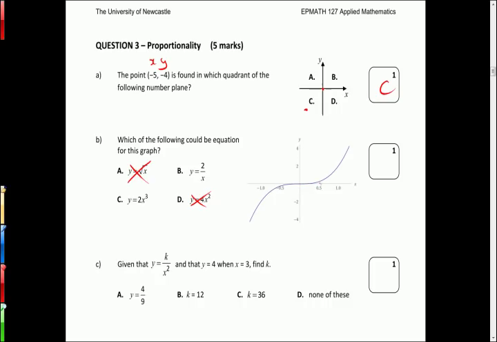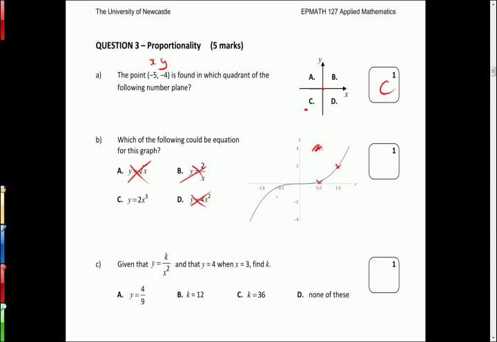2 on a half would be 4. 2 on 1 would be 2. So we might have a point there in common, but no, it's clearly not that. But if we look at this one, y equals 2x cubed, well, yeah, a cube would look like that. Positives stay positive, but negatives when they're cubed stay negative. Let's try some. 2 times 1 cubed is 2. Great. 2 times a half cubed, well, a half by a half by a half is an eighth, and 2 eighths is a quarter. Yeah, that looks about right.